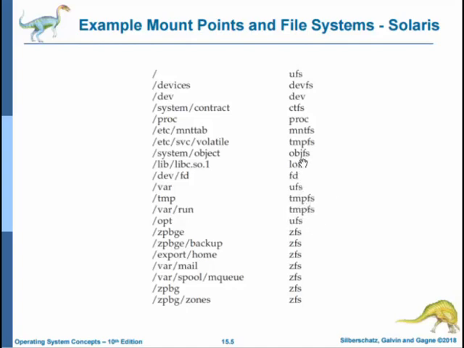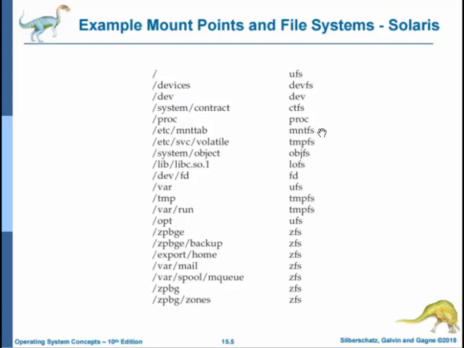The OBJFS is a virtual file system; essentially it's an interface to the kernel that looks like a file system, and it gives debuggers access to kernel symbols. The CTFS here that you see is a virtual file system that maintains contract information to manage which processes start when the system boots and must continue to run during the operation.